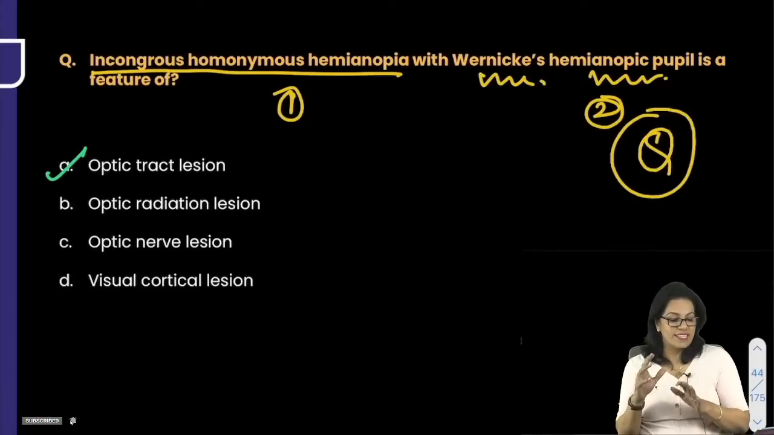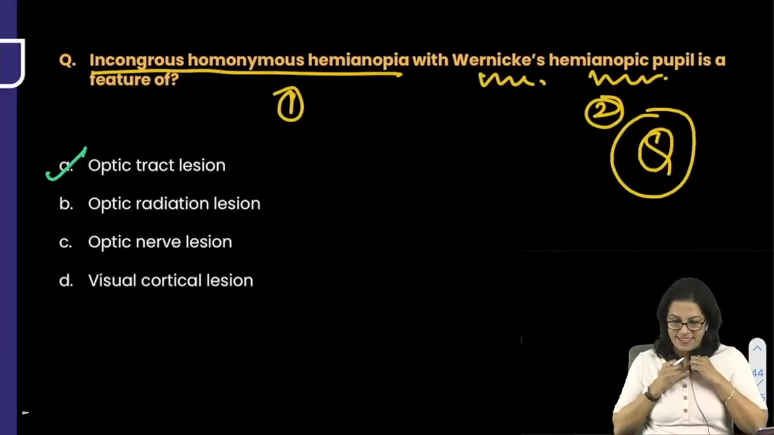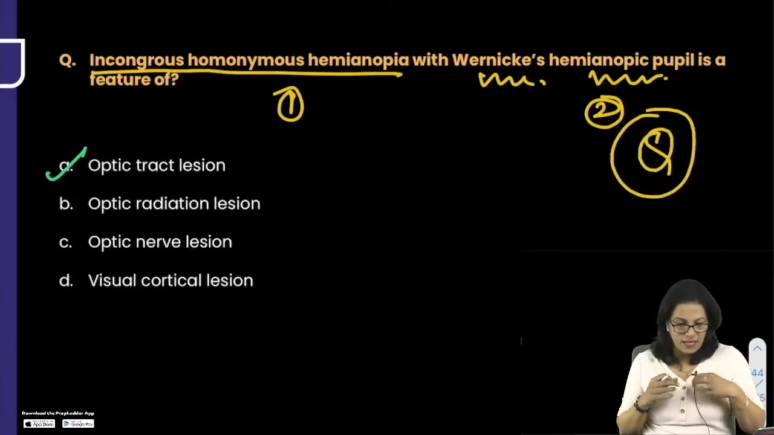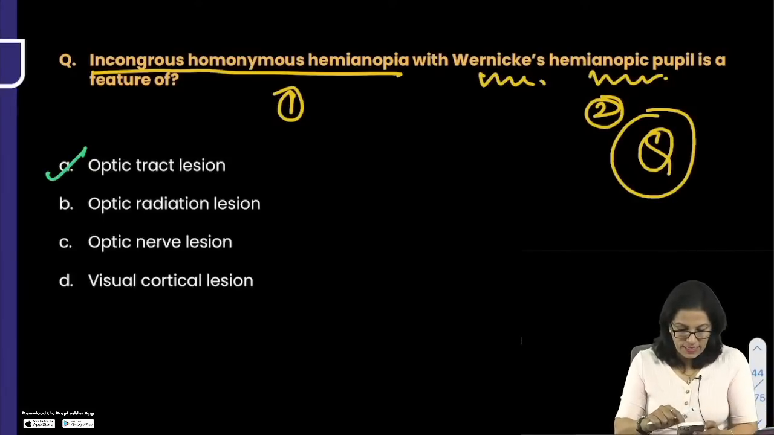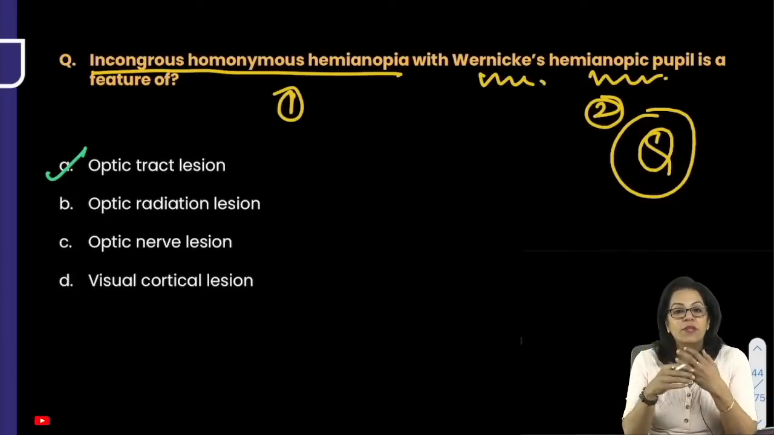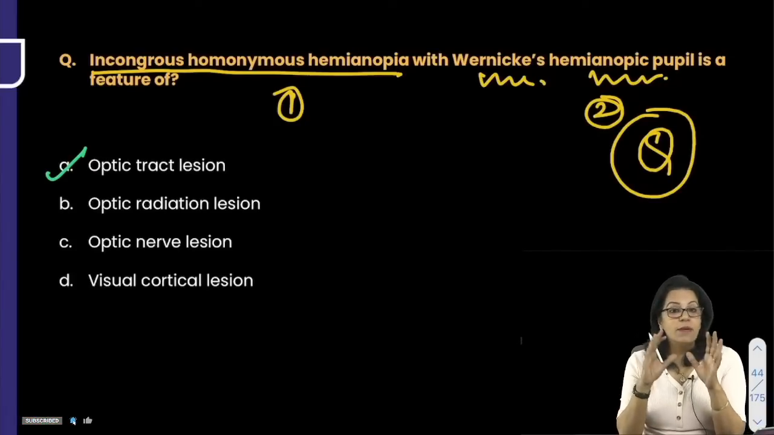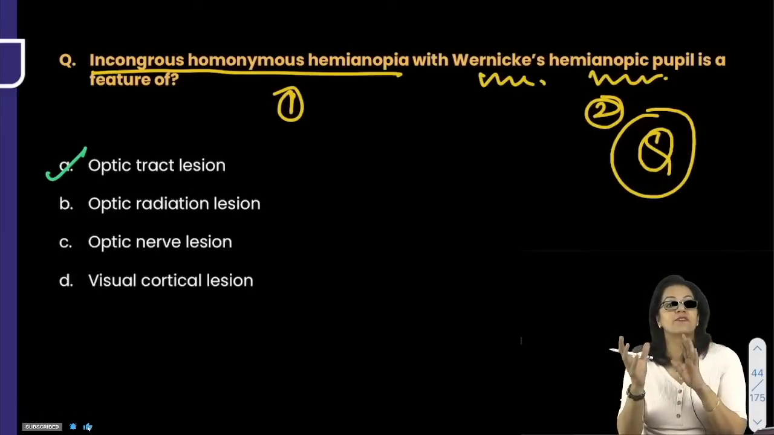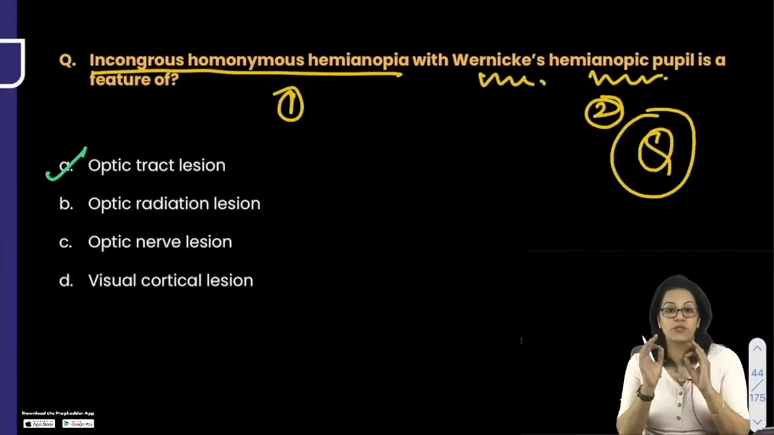So what is Wernicke's hemianopic pupil? Do you all understand? Okay. So what is a Wernicke's hemianopic pupil? When you say Wernicke's hemianopic pupil, let's very quickly understand this. Hemianopic: half of the pupil is reacting, half is not. How do you do it? It's very difficult to elicit properly. You have to be trained for that.